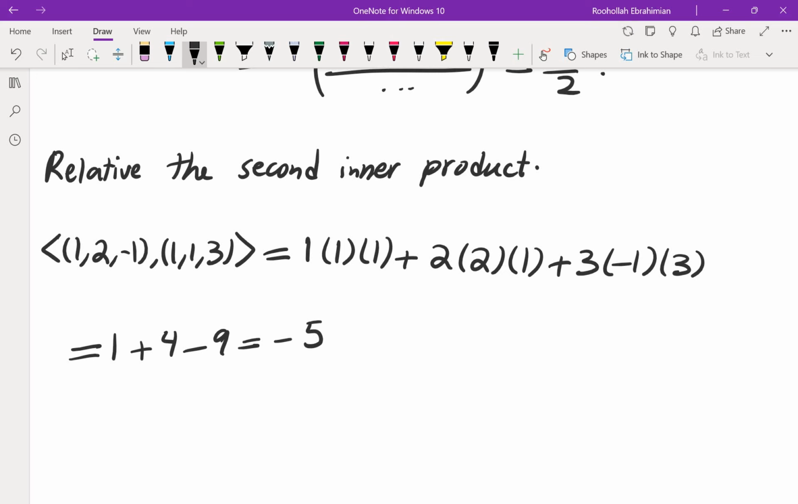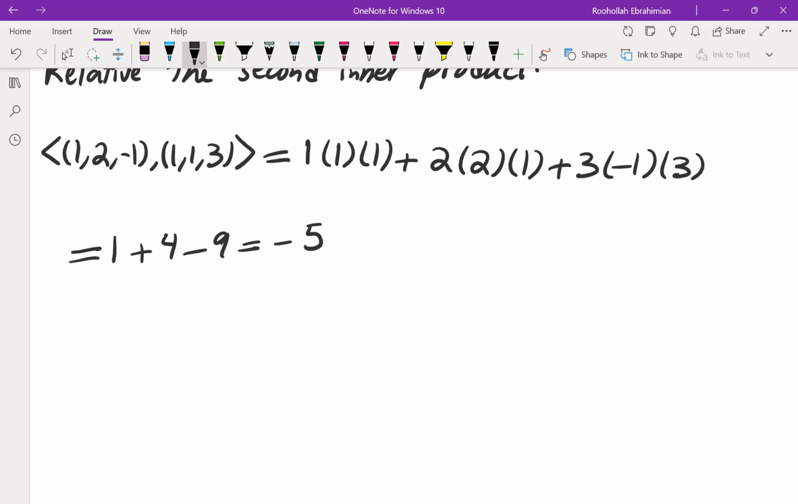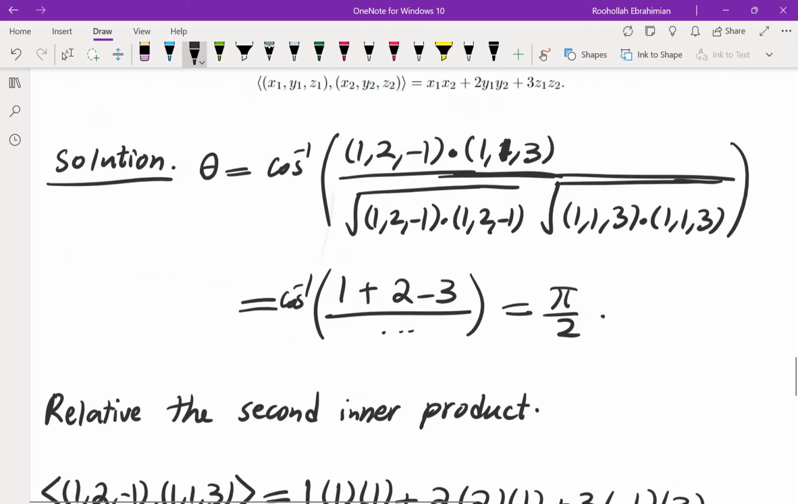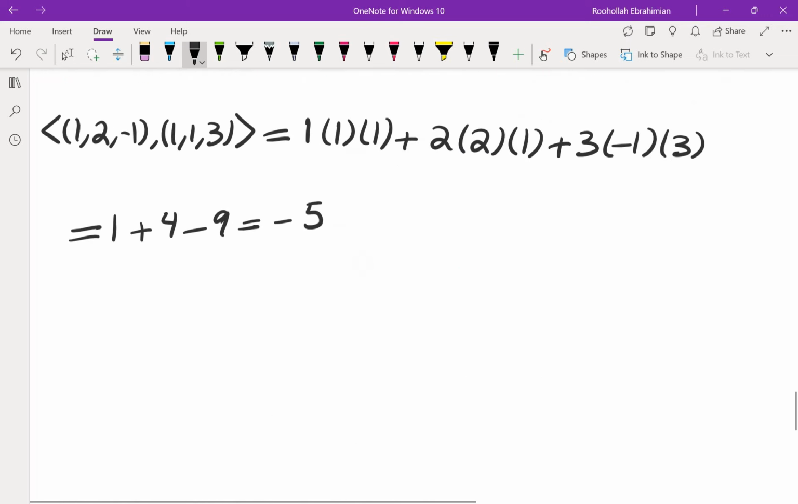So that's the inner product of these two relative to this given inner product, because if you go back, the inner product is 1 times x1 x2, plus 2 times y1 y2, plus 3 times z1 z2, and then you add those three numbers. So that's what we did: 1 times 1 times 1, 2 times 2 times 1, 3 times negative 1 times 3. So that would be 1 plus 4 minus 9, that's negative 5.